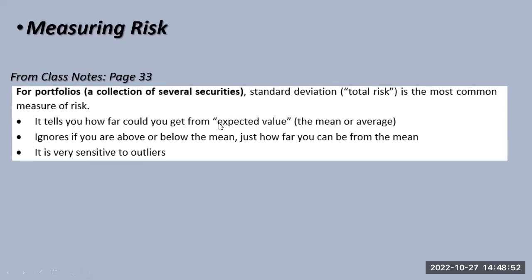Standard deviation asks how far you can get from the mean or the expected value. It ignores whether you're above or below. It's just looking at how far you can get from that expected value. And it's sensitive to outliers. So if you have an extreme outlier, you've got to decide what to do with it.